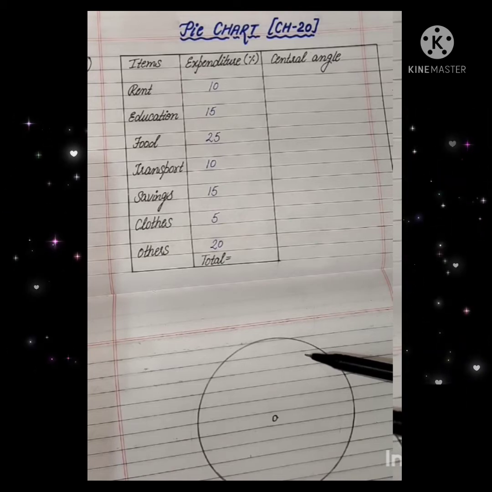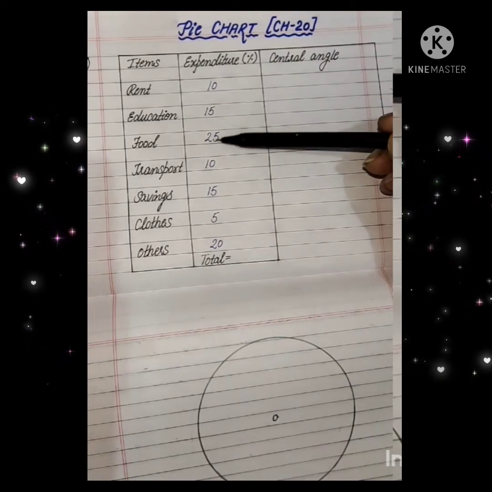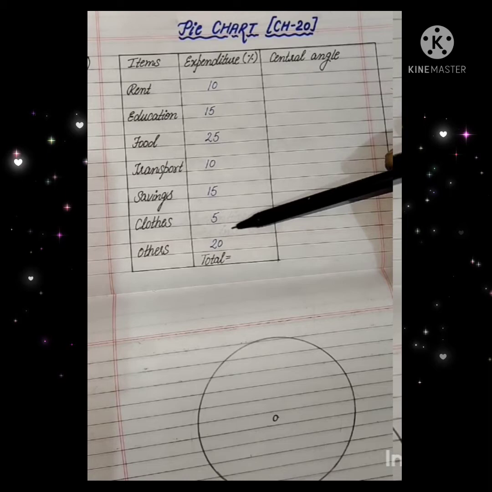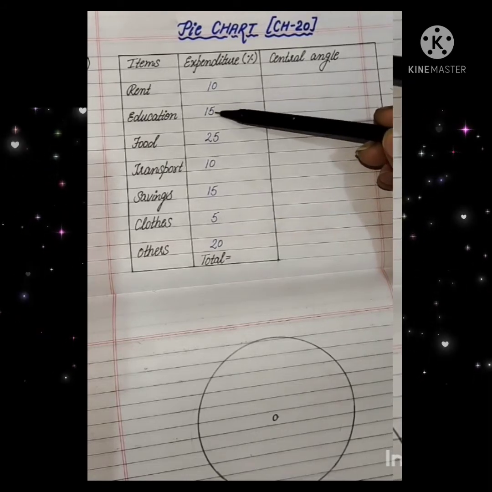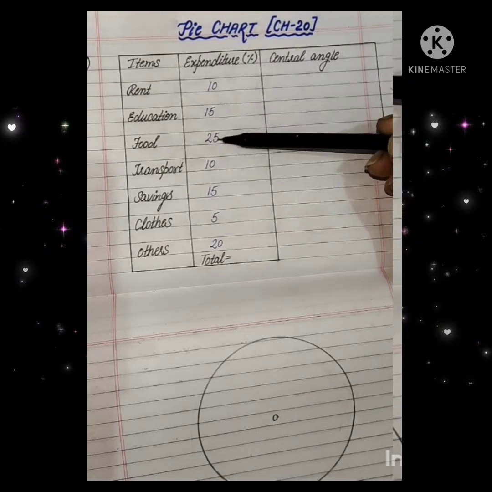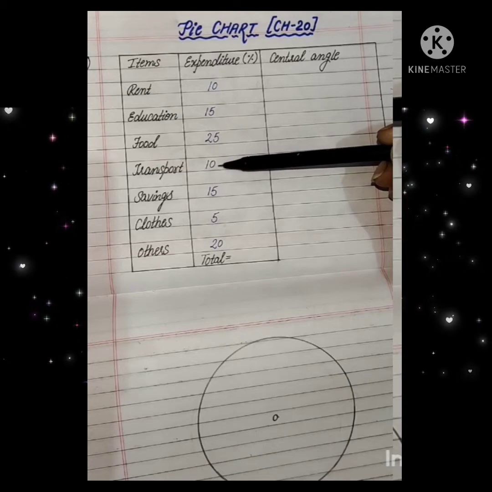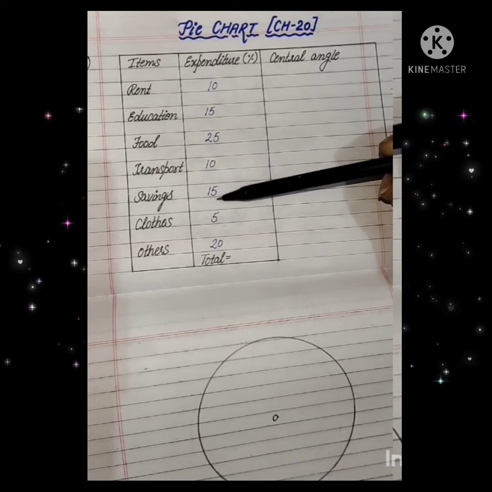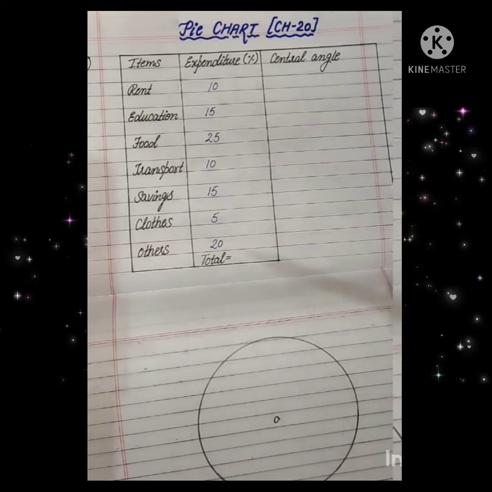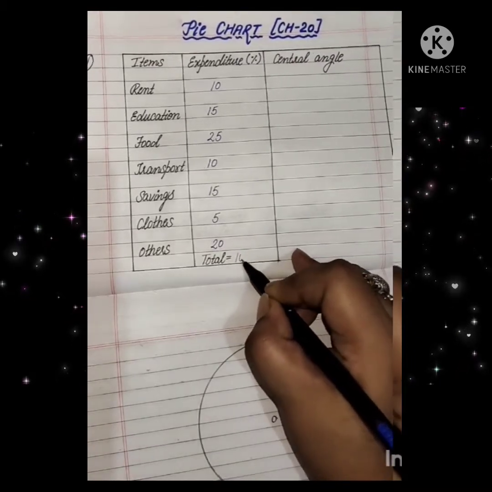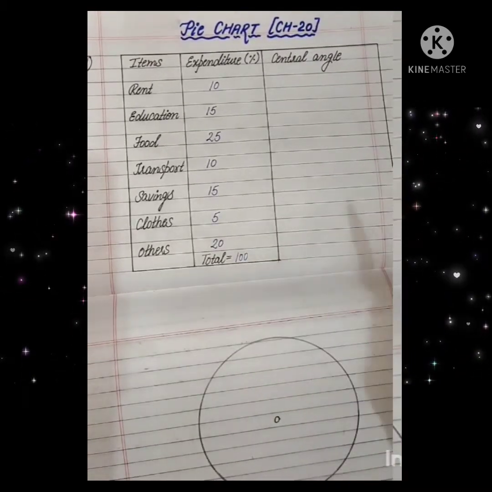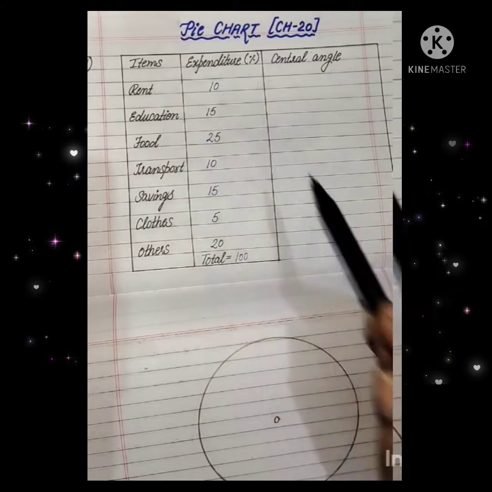Students, for this, first of all we will find the total of all the expenditure. We see 10 plus 15 is 25, plus 25 is 50, plus 10 is 60, plus 15 is 75, plus 5 is 80, plus 20 is 100. This is 100. Now we will calculate the central angle for each observation.